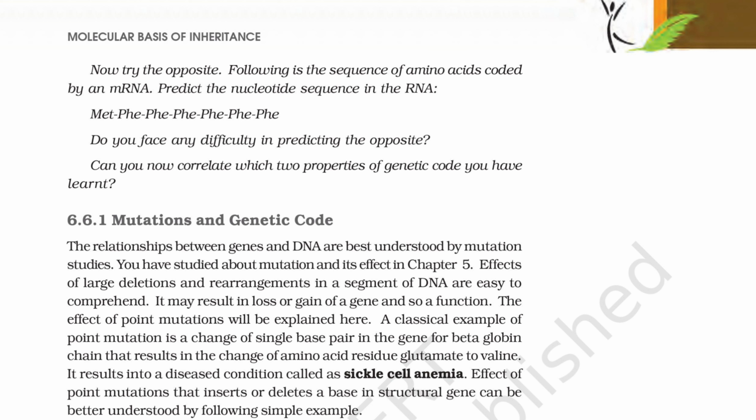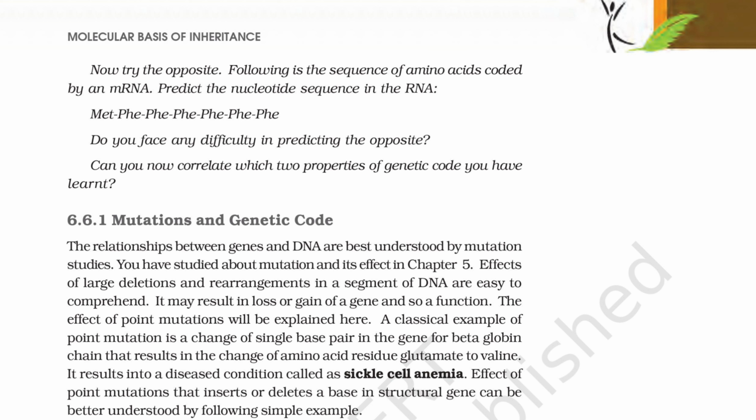Mutations and genetic code. The relationships between genes and DNA are best understood by mutation studies. You have studied about mutation and its effect in Chapter 5. Effects of large deletions and rearrangements in a segment of DNA are easy to comprehend. It may result in loss or gain of a gene and so a function. The effect of point mutations will be explained here.